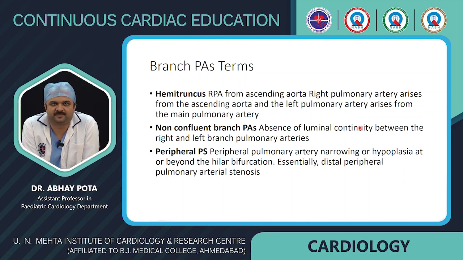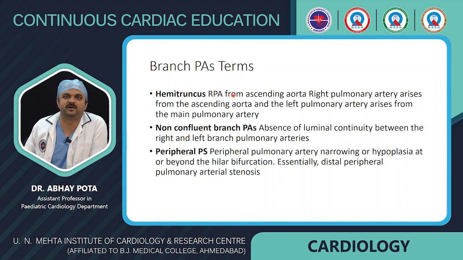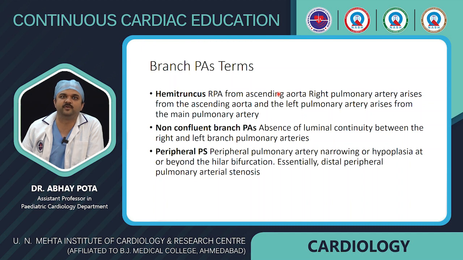Branch PA related terms. First is hemitruncus. This one is a relatively obsolete term. The newer recent term is RPA from ascending aorta. So RPA arises from ascending aorta and LPA is continuing from main pulmonary artery. This is called hemitruncus or RPA from ascending aorta.